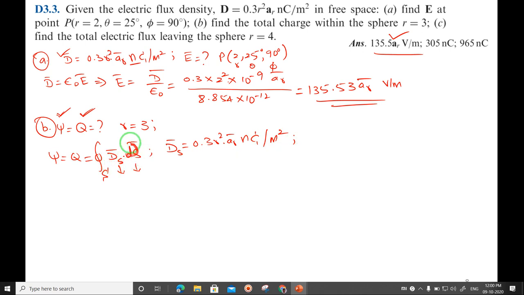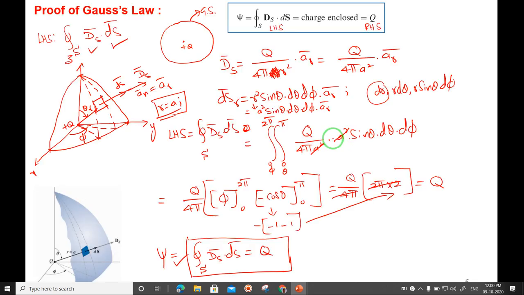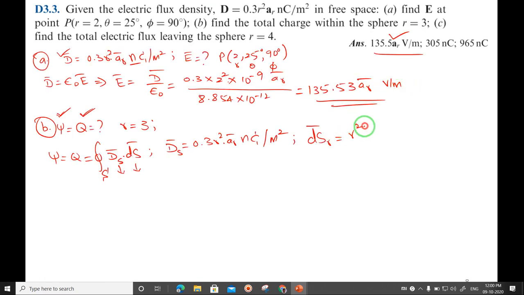So what is this dS? It should also be in radial direction, dS_r. So in the previous problem we have studied what is dS_r. So I have taken dr, r d theta, r sin theta d phi. These are the three differential elements. If I want dS_r, multiply other two, right? r square sin theta d theta d phi a_r.